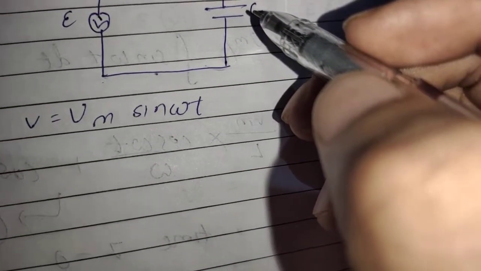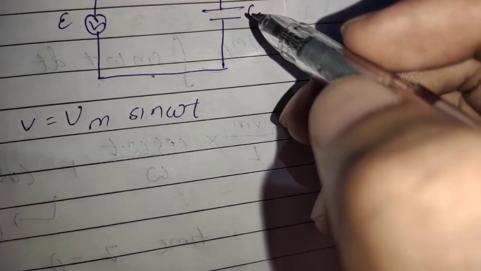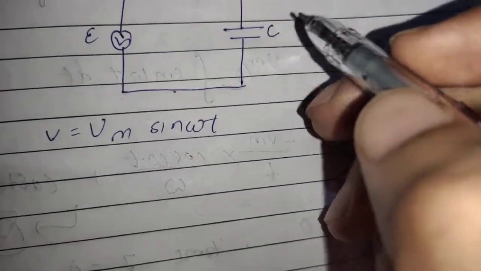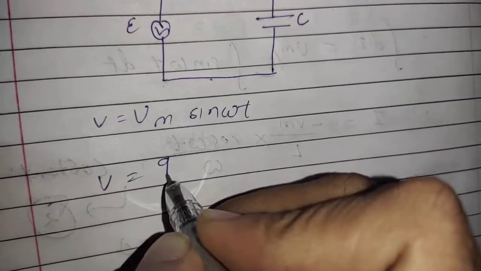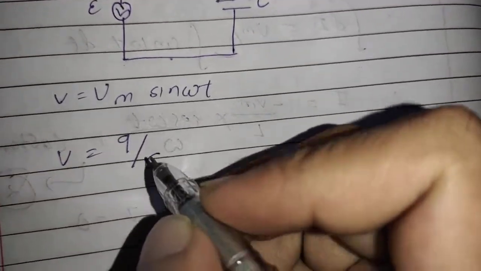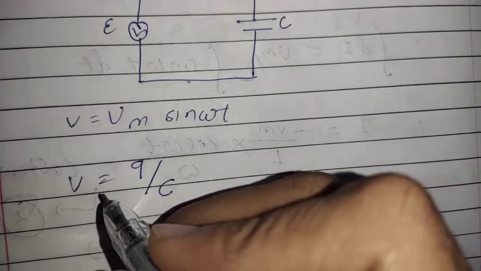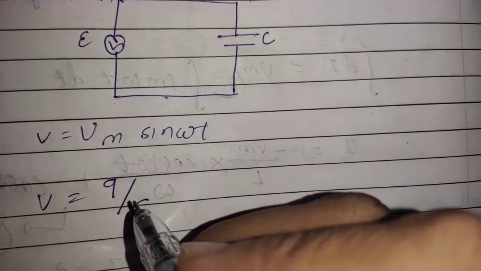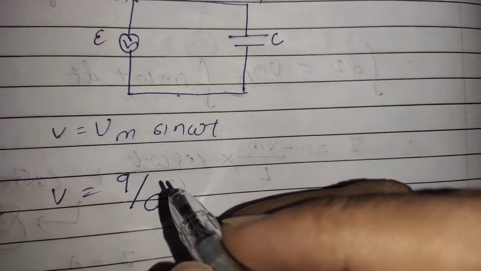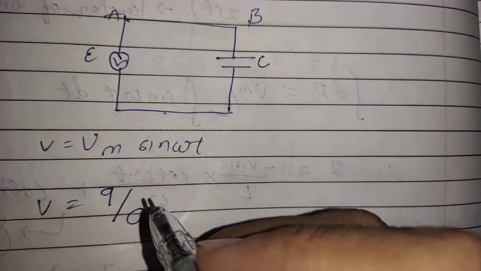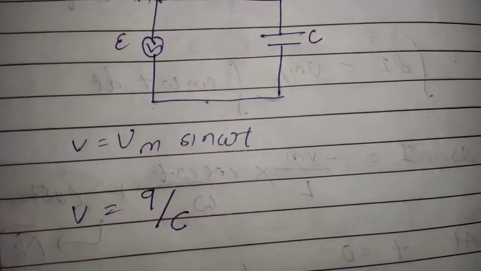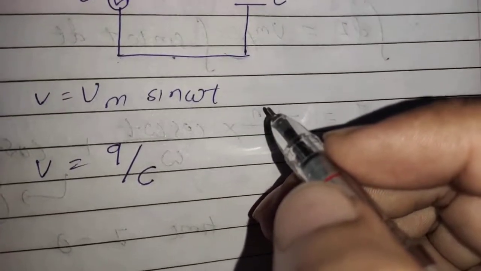Now let Q be the charge on the capacitor at any time t. The instantaneous voltage V across the capacitor is V is equal to Q by C. We know that Q is equal to CV, so V is equal to Q by C, where C is the capacitance of the capacitor.